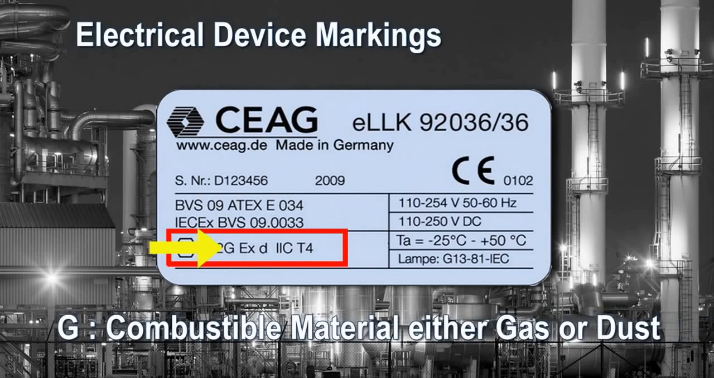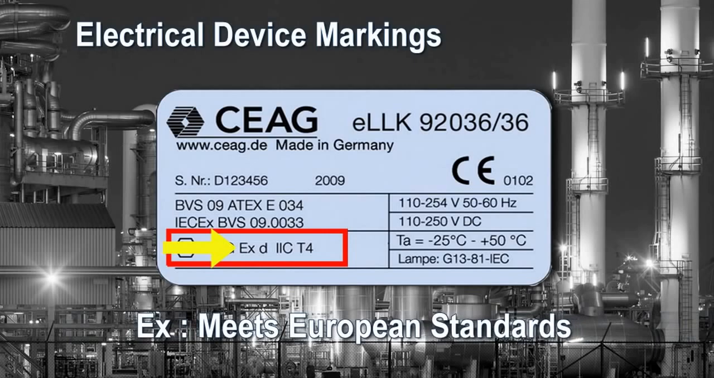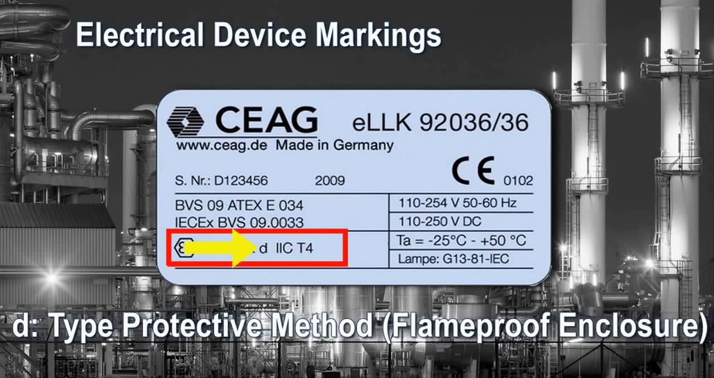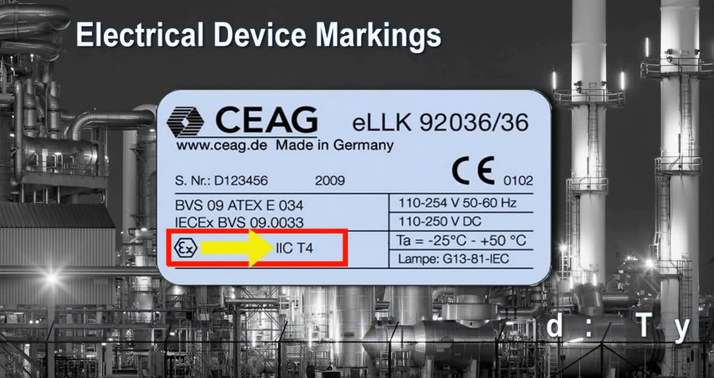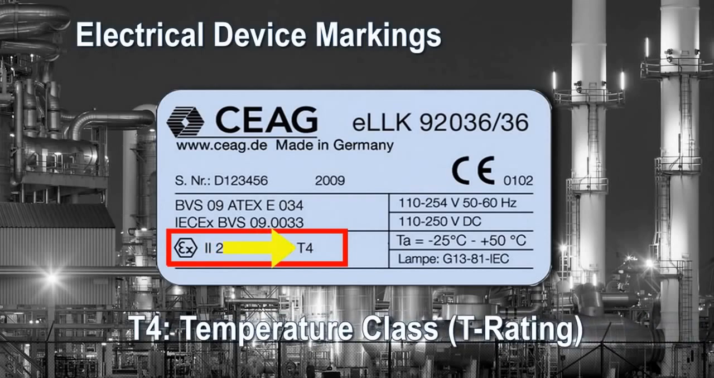The next mark identifies the type of combustible material within this hazardous environment. The available option would be the letter G for gases or the letter D for dusts. The next mark identifies this fixture as manufactured to meet the European standards. The next letter indicates the type of protective method used. Referring back, the letter D would suggest the electrical device utilized as a flame-proof enclosure. The next number and letters will identify the explosive gas group. Remember, the gas group provides the critical information on the combustible material's explosive properties. The final marking provides the maximum surface temperature of the fixture during operation.